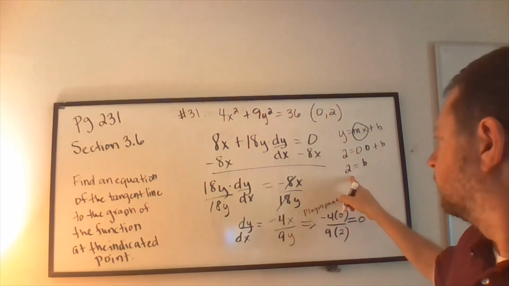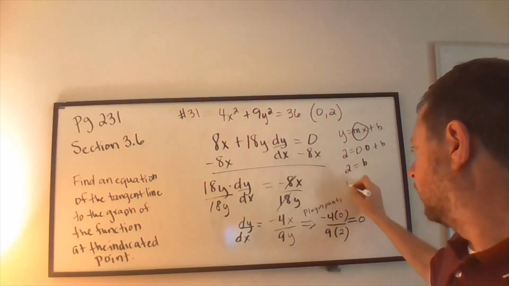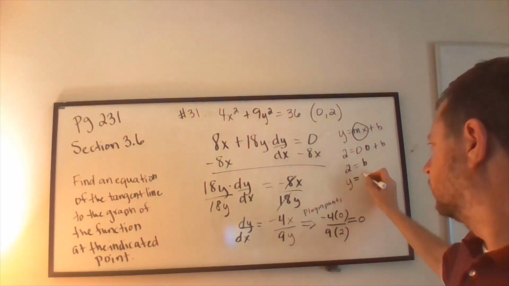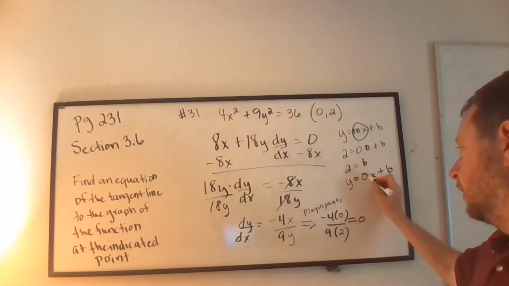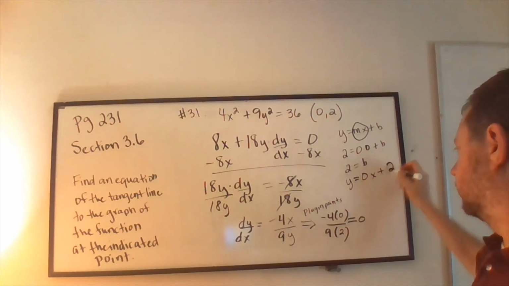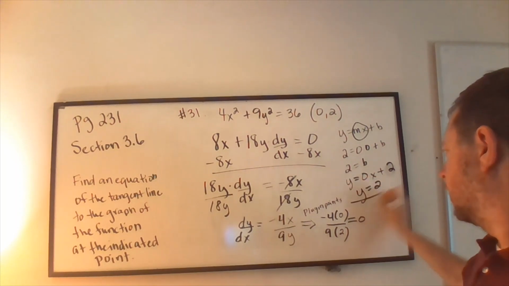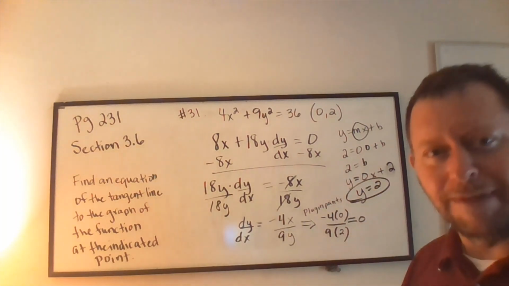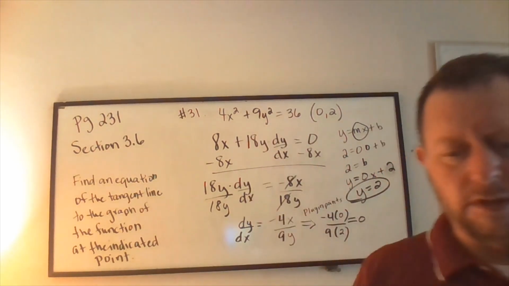Since our y-intercept is equal to 2 and our slope is equal to 0, this is going to be y equals 0x plus b. That's going to be equal to 0, or b is actually 2. We just found that right there. So therefore, y is equal to 2. And that's the equation of my tangent line to our ellipse.